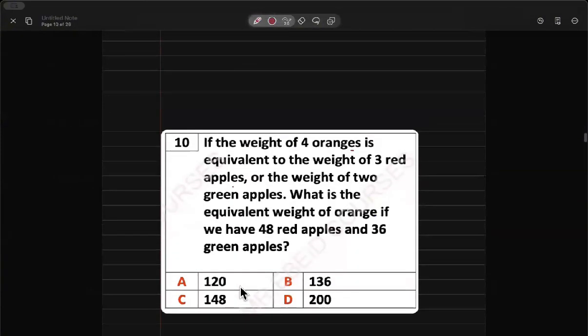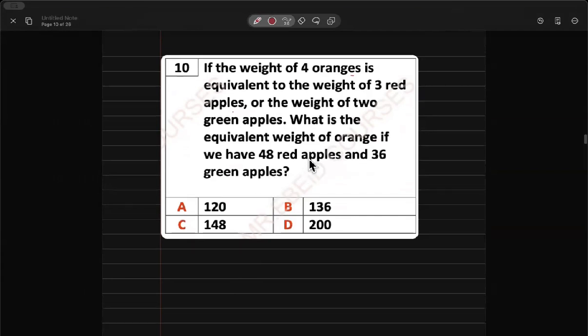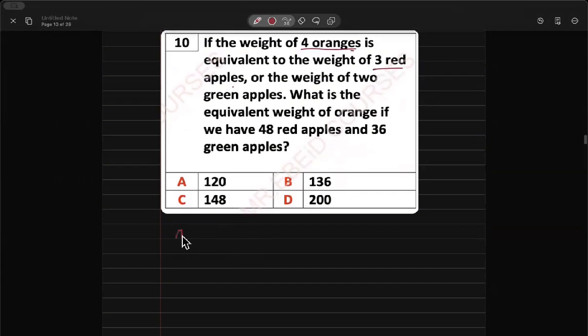Let's move to question 10. If the weight of 4 oranges is equivalent to the weight of 3 red apples, or the weight of 2 green apples, what is the equivalent weight of oranges if we have 48 red apples and 36 green apples? Now we have two ratios or two relations. One of them between the orange and 3 red apples, we have 4 O. This is equivalent to 3 red.